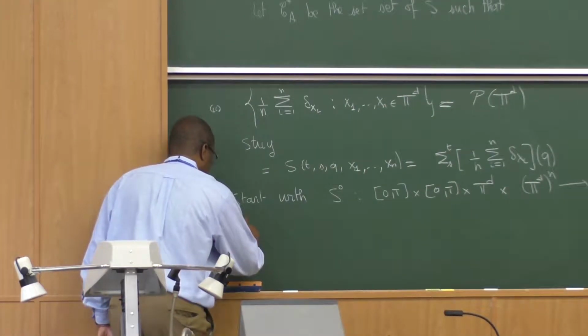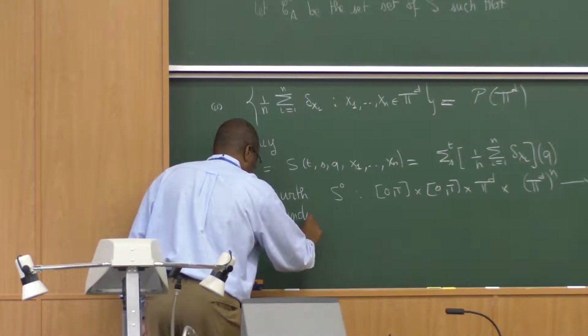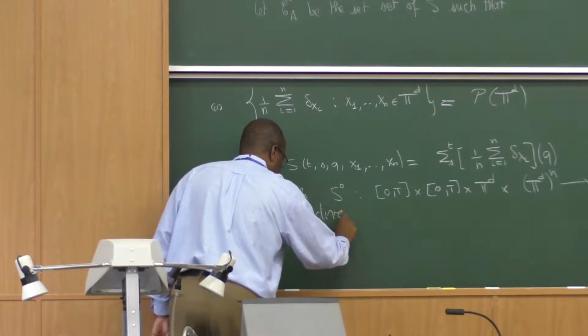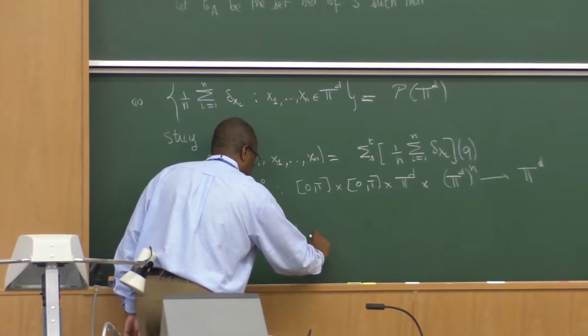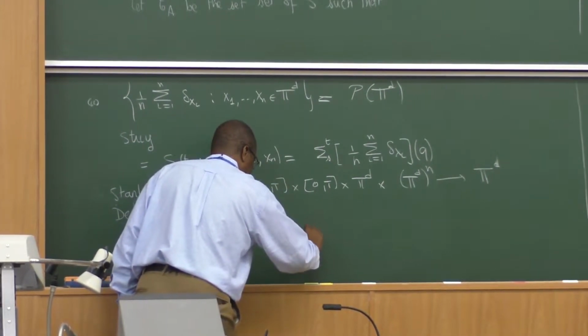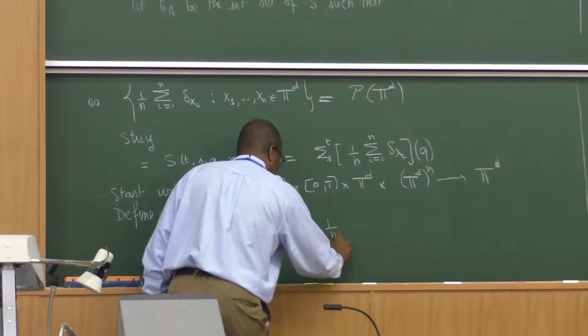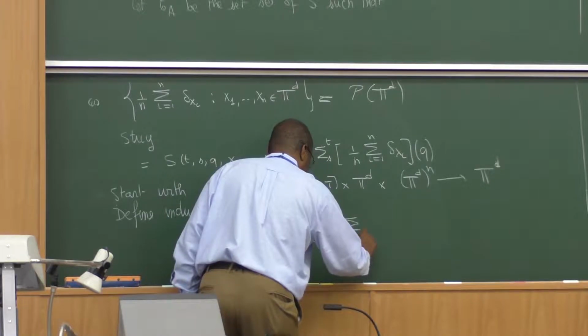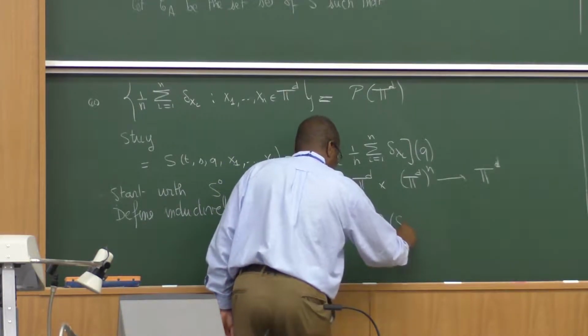Define inductively S_{k+1} equal to m, S_1 over n, sum i from 1 to n of delta S_i, S_k.